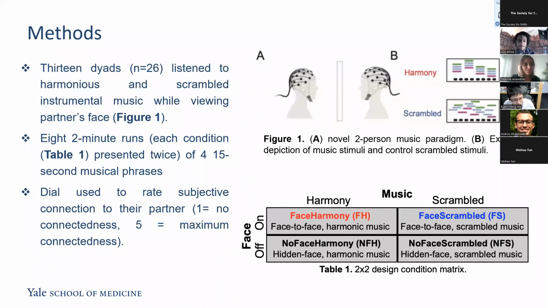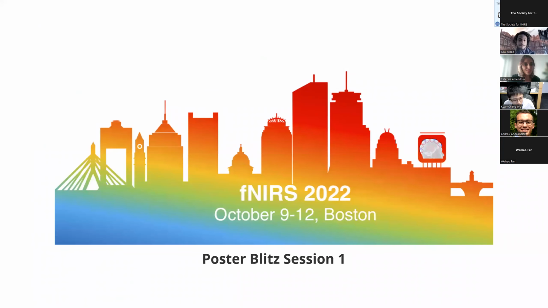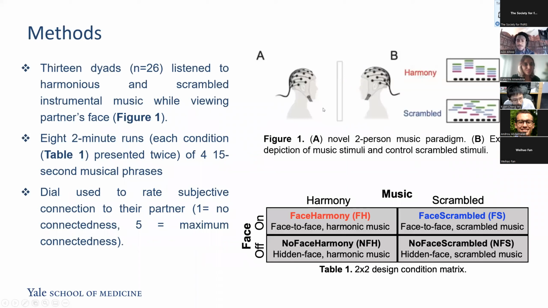And so in our experiment, we have dyads, where both people can look at each other, and a barrier that can either be opaque or transparent. And then we're going to play two different kinds of stimuli, harmonic stimuli or scrambled stimuli. And so you end up with a 2x2 design here, where you can have face harmony, face with scrambled music, no face harmony, or no face with scrambled music. So then we get these signals, we remove the global component and do a GLM.